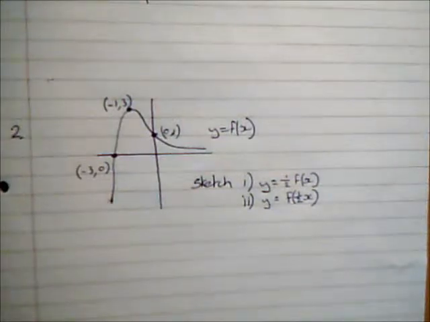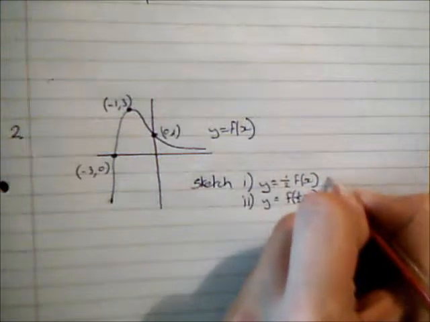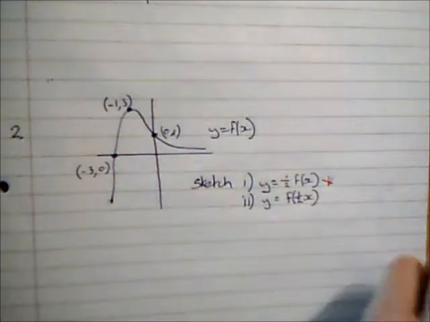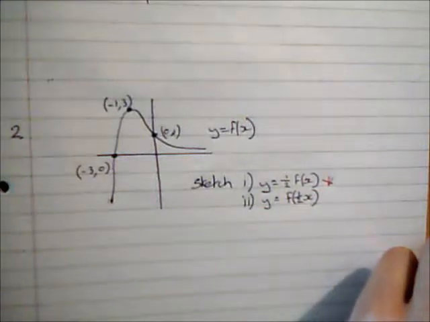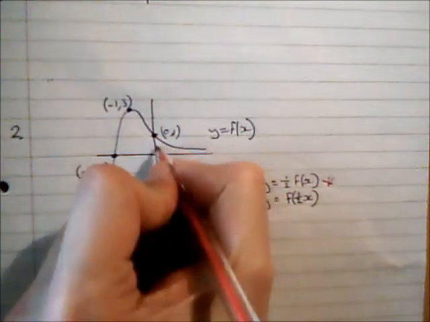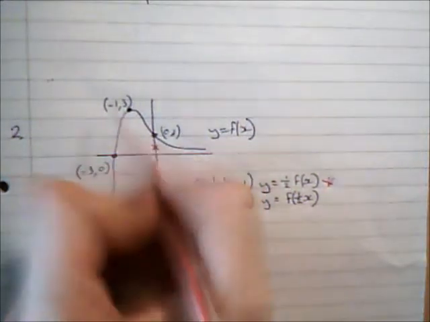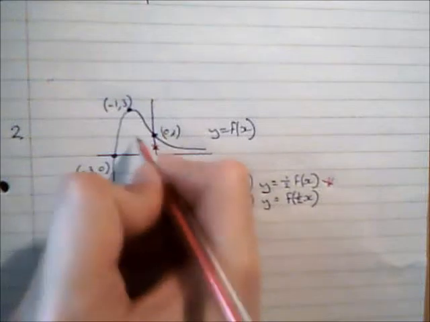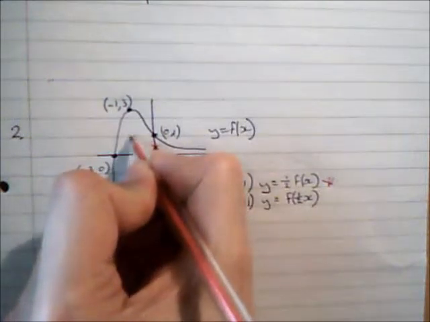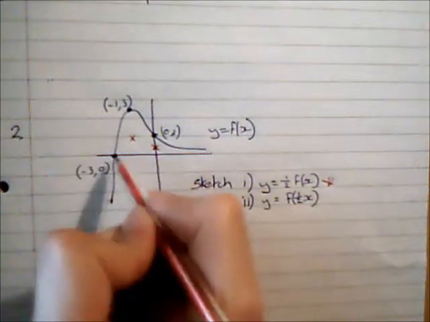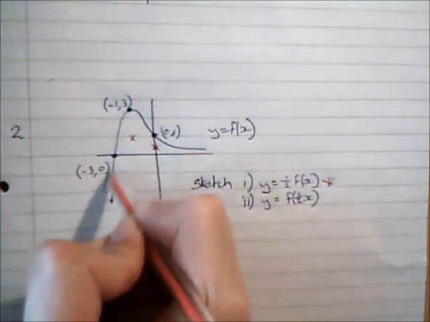Now I'm going to apply the same kind of idea to look at these two functions. So this one, I'm looking at y equals half of f(x), so all the y coordinates are going to be halved, which means that this intercept is half the height it was, and this turning point is half the height it was as well. Still going to cross at the same points though.